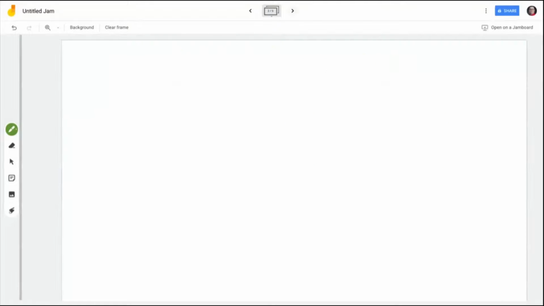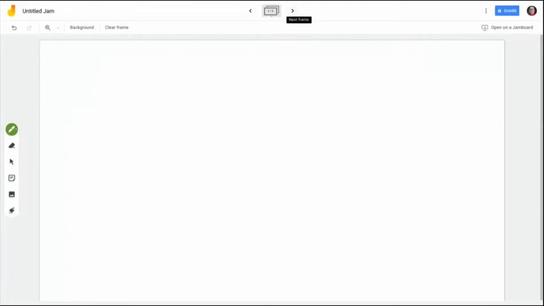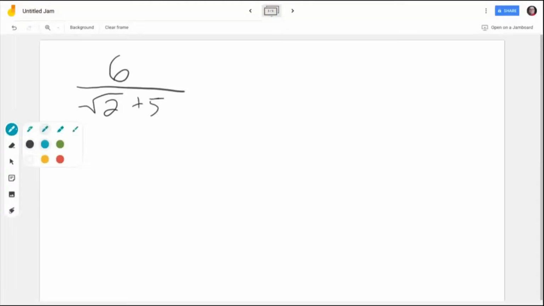And one last example. Let's see, we got 6 over the square root of 2 plus 5. We want to get rid of that square root of 2, but remember, like we saw previously, if it's a root plus a number, we're going to multiply by the root minus that number. So we're going to multiply the top numerator by the square root of 2 minus 5, the denominator by the square root of 2 minus 5.